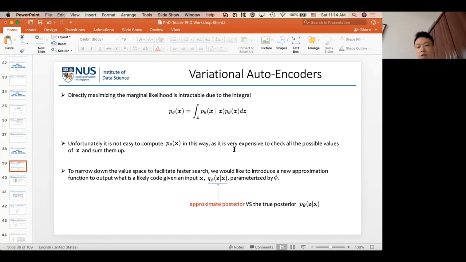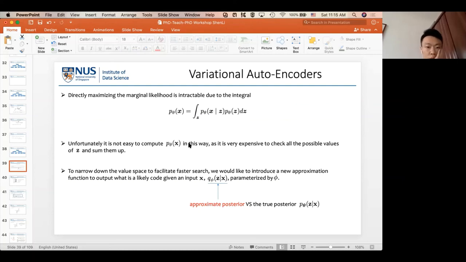It's often very expensive to track all the possible values of Z and then sum them up in a continuous version. You see that? You have to track every possible value Z can take, take the multiplication, and sum all the possibilities in the latent space. So this is not even possible.